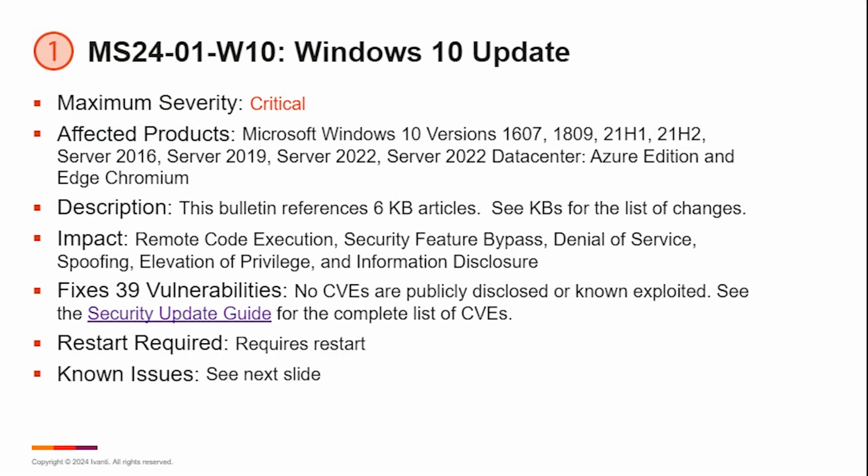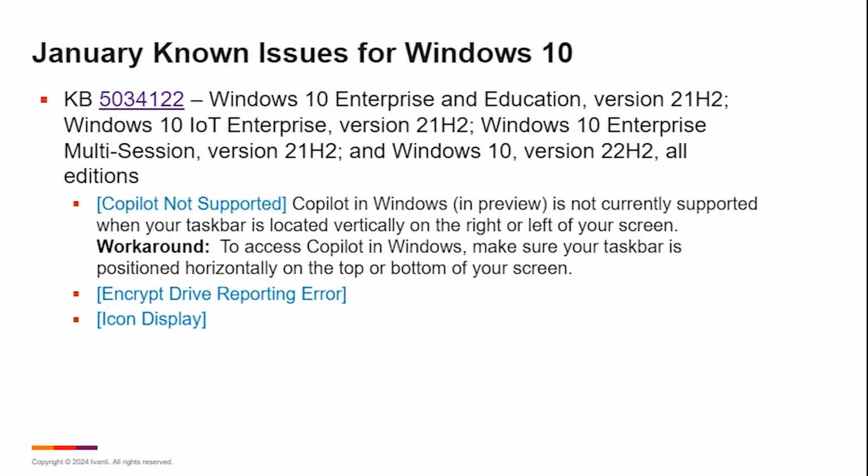On the Windows 10 side, a few additional vulnerabilities addressed, 39 this month. Again, none publicly disclosed or known exploited here as well. There was a new issue reported where Copilot is not properly supported in this version of Windows 10. This is the 21H2 version. Be aware that Copilot was specifically developed for Windows 11 and backported to Windows 10, so they are having a few issues here and there. They did report that some of the features specifically in Copilot are not supported under Windows 10.